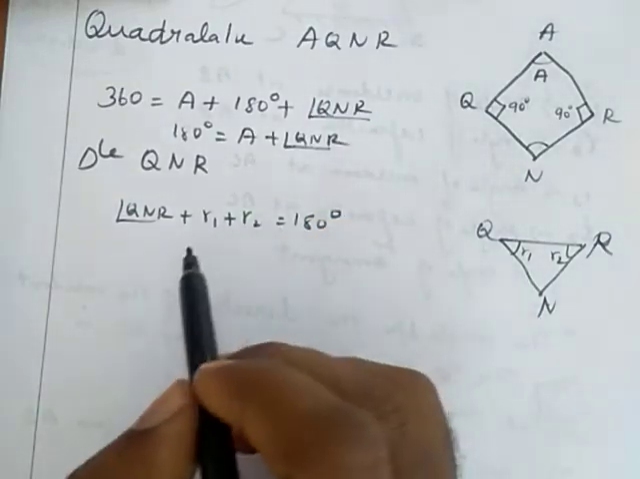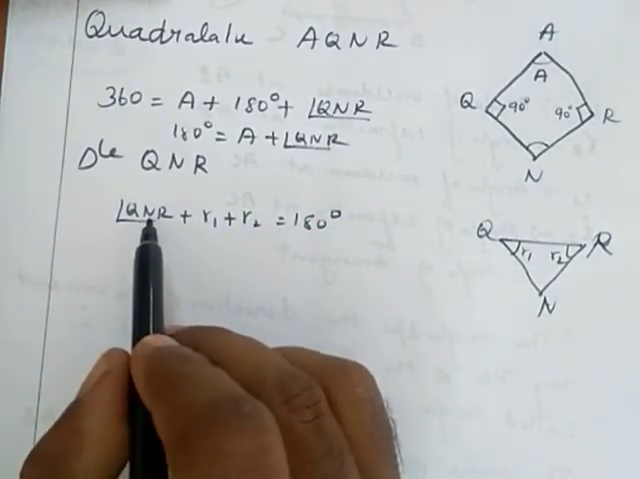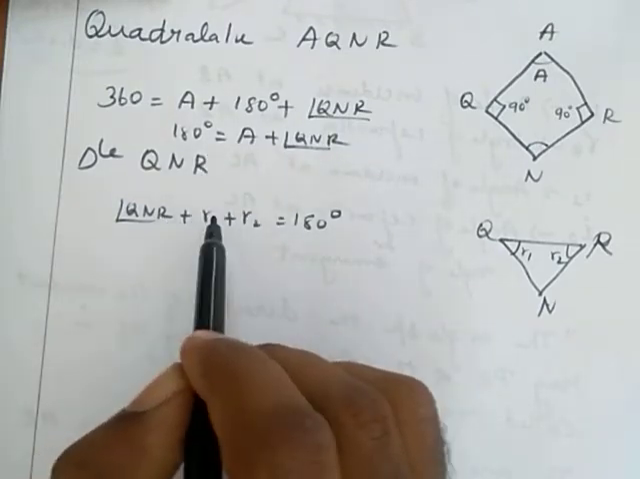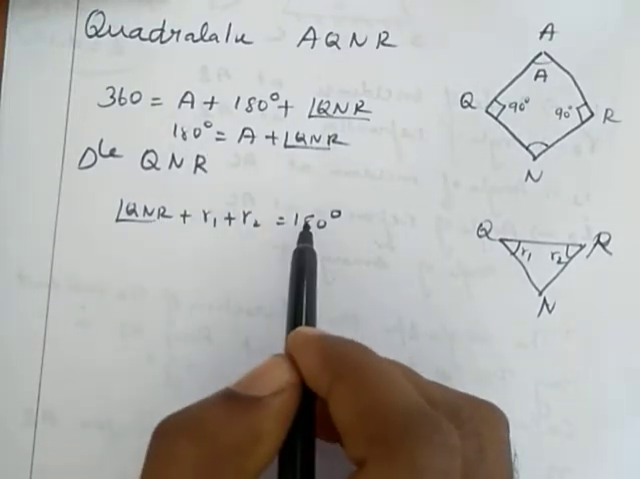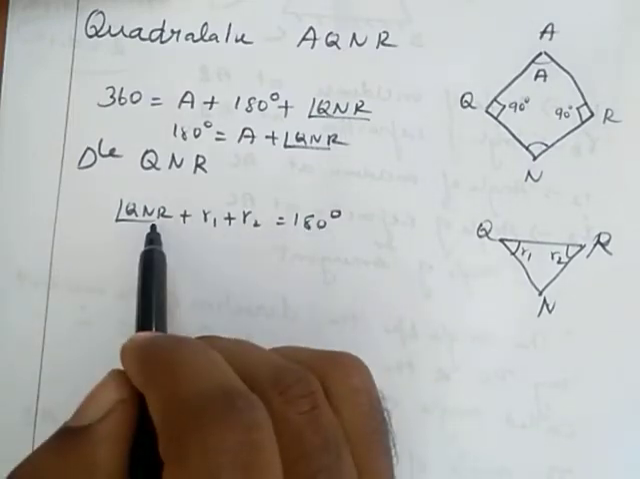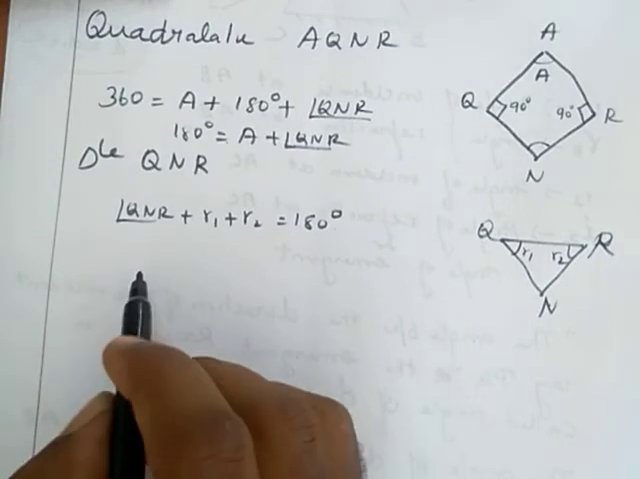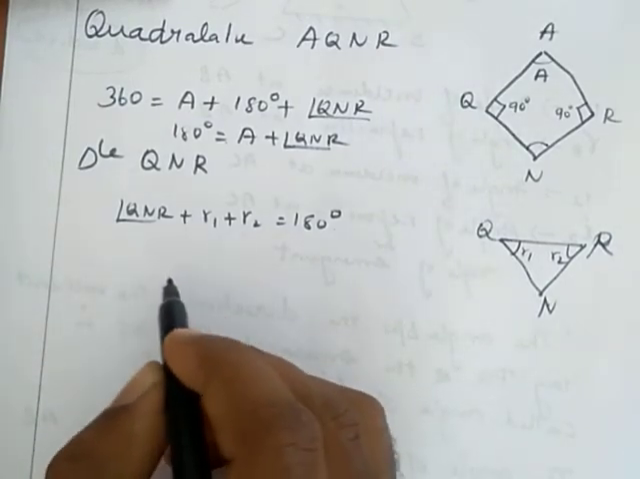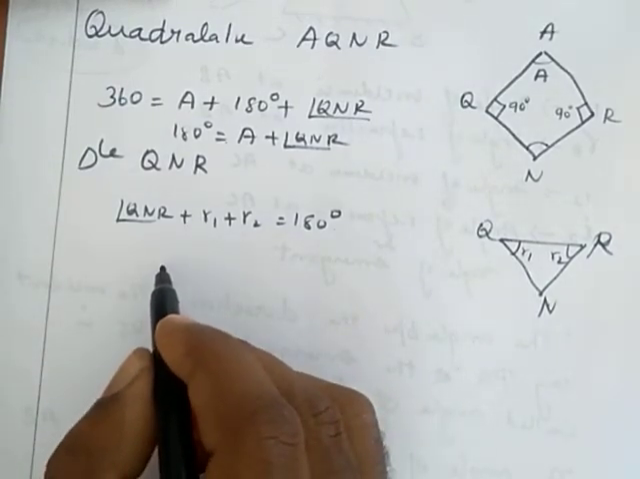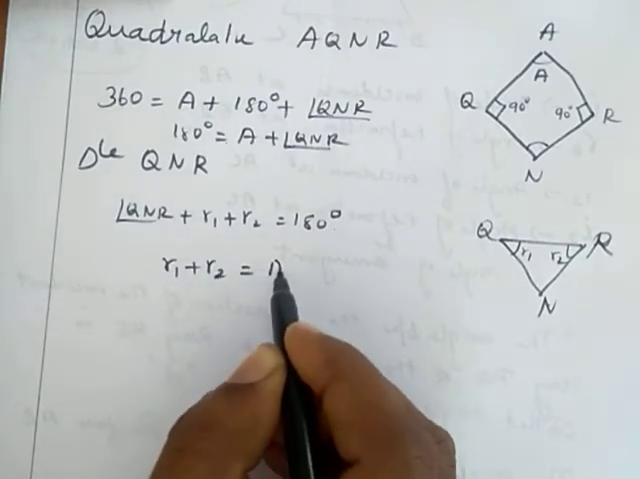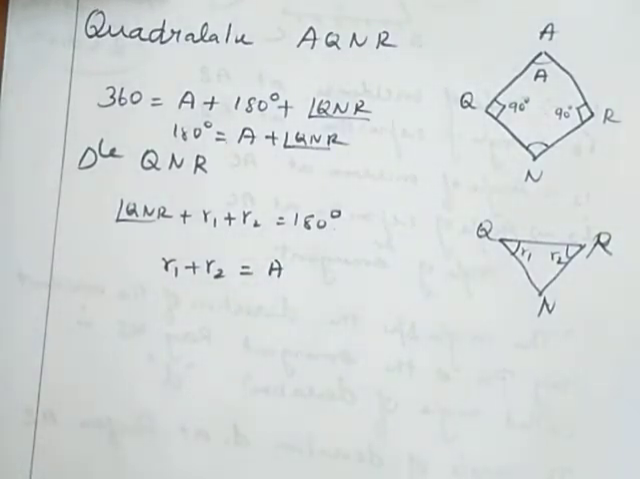Then we know QNR, this QNR and 180 degrees. Substituting in this expression, we finally get R1 plus R2 is equal to A. We get the final expression, that is R1 plus R2 is equal to angle A.